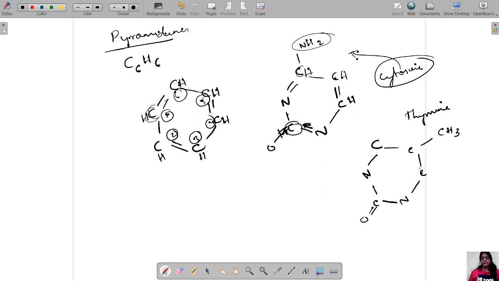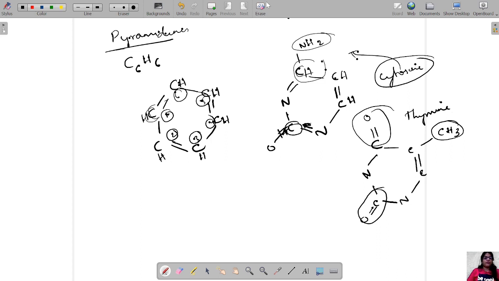The main difference with RNA is the absence of the methyl group. RNA doesn't have a methyl group attached, so you call it uracil. Okay, this is the structure of thymine and that is the structure of cytosine. These are the pyrimidines that are present in the polynucleotide strand of a DNA molecule.